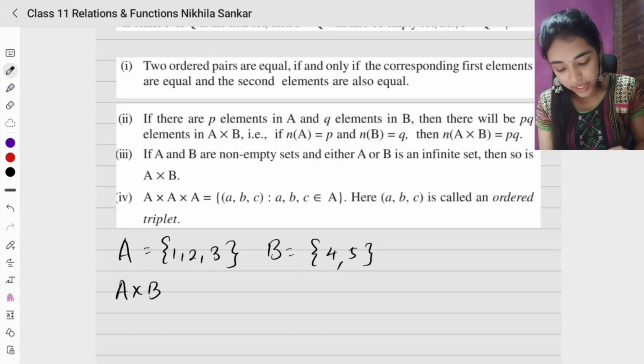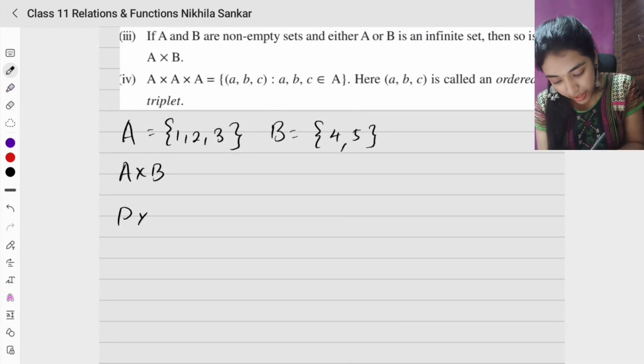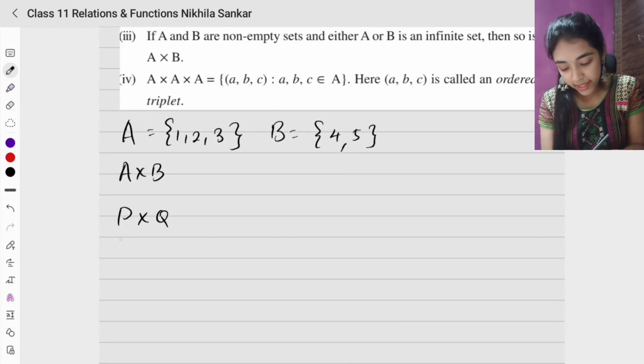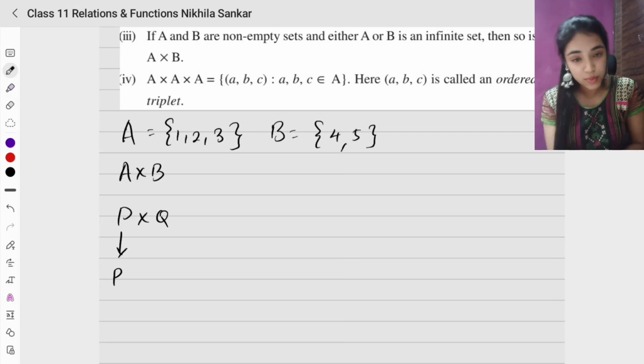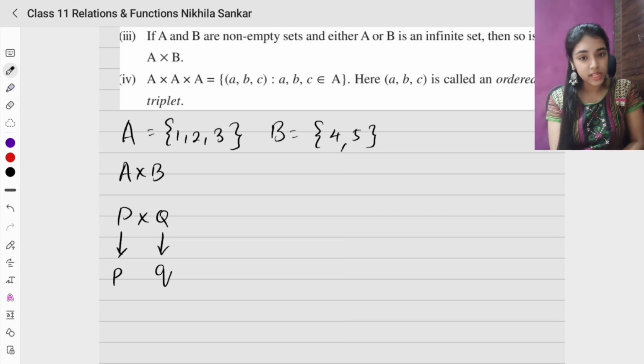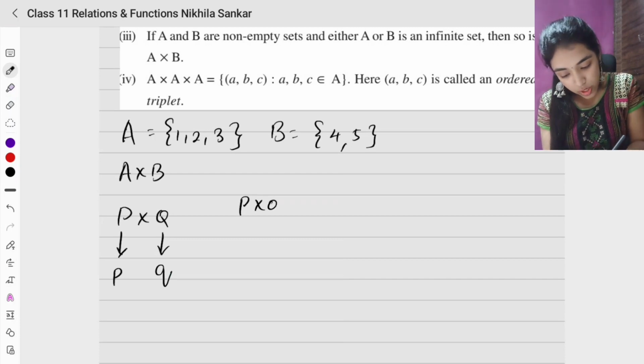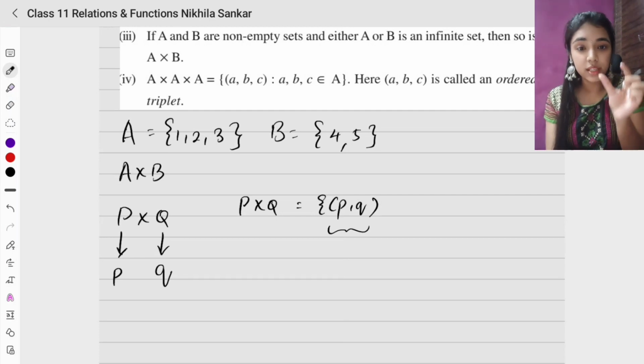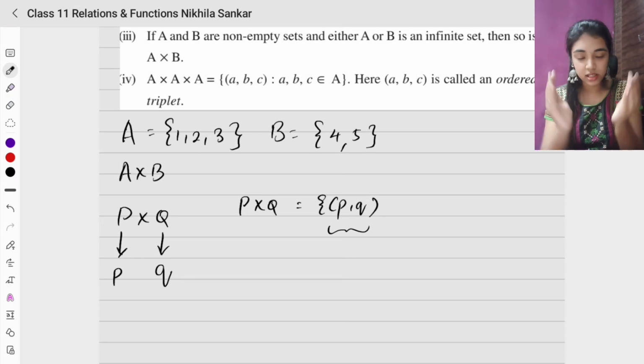What that means is, for example, you have P cross Q, and the elements in capital P are going to be represented by small p and the elements in capital Q are going to be represented by small q. So P cross Q is going to be the ordered pair (p, q). When we put it inside a bracket, we call it an ordered pair.